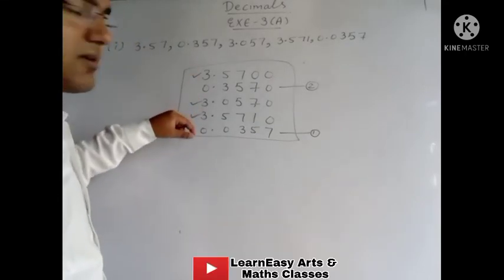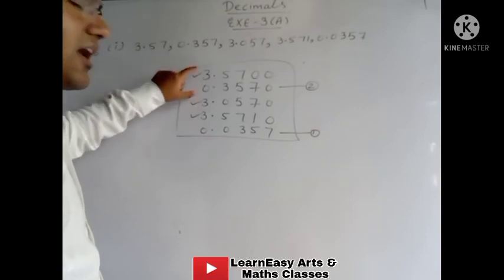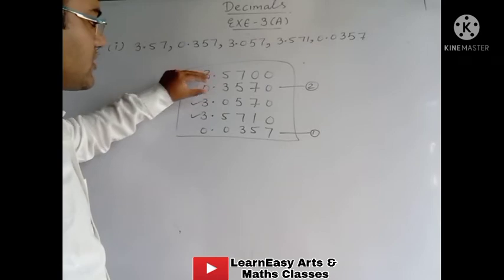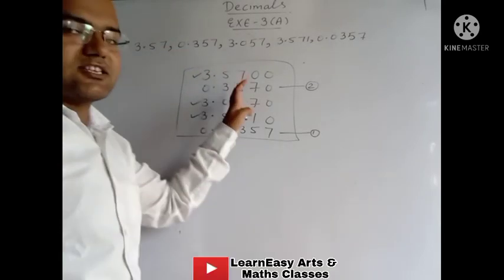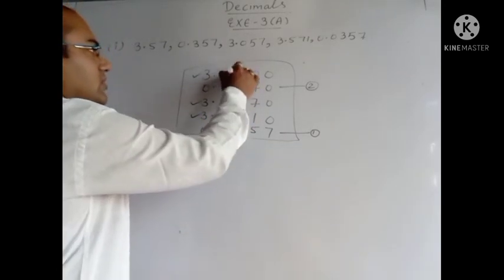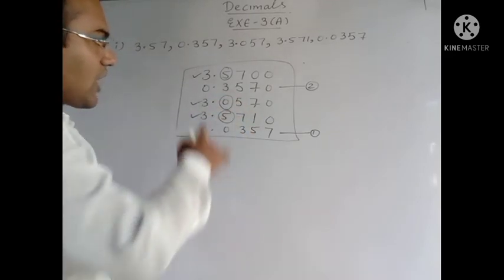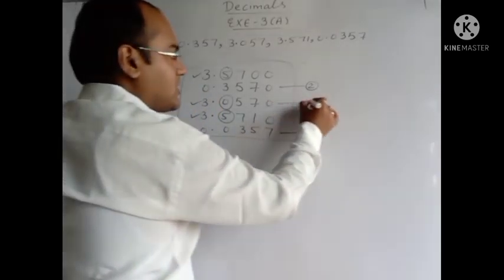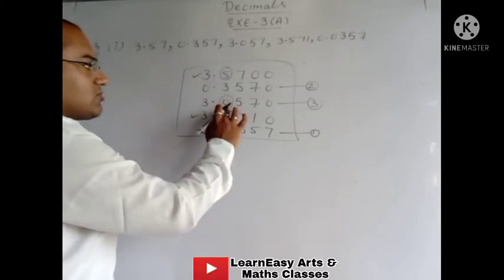These 3 numbers on the left side of the decimal have the same digit, 3, 3, 3. All these 3 numbers have the same number on the left side. Now we will move to the first decimal place. What is the first decimal place here? 5. What is the first decimal place here? 0. What is the first decimal place here? 5. So among these 3 which one is smaller? 0 is smaller. That means on the third place we have to write this number. Now this number is also over.